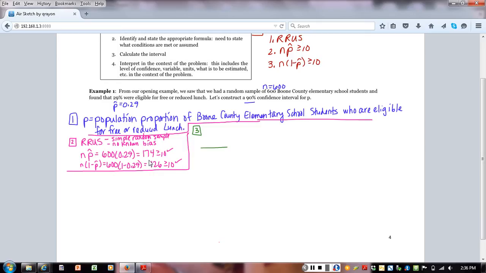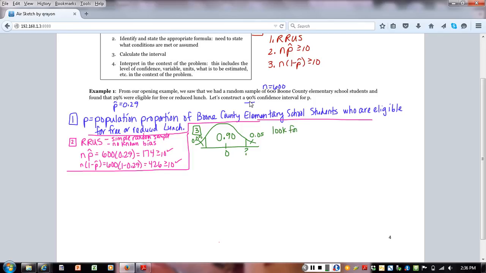So I'm going to draw my little picture here for me to find z. How confident are we asked to be? Okay, so we're asked to be 90% confident. So however confident we are goes in the middle. 10% left over, so 5% on either side. Goal is to find that number.